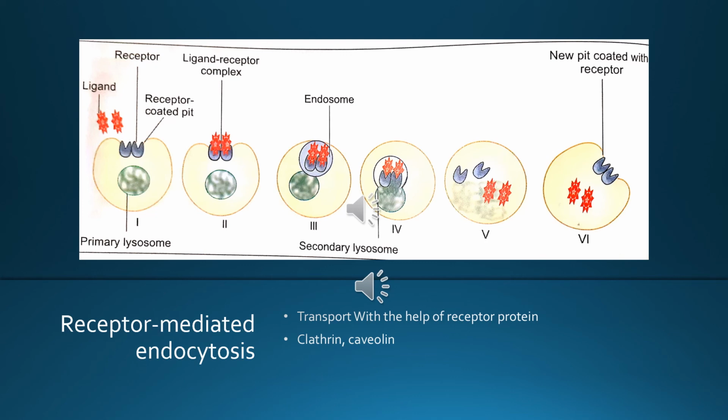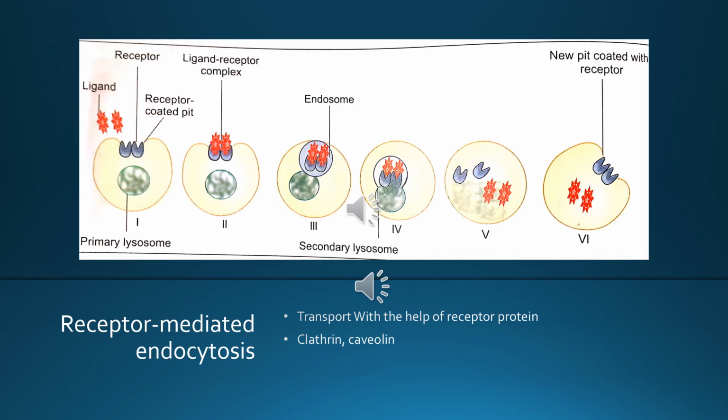Next is receptor-mediated endocytosis. This type of transport of macromolecules occurs with the help of receptor proteins. On the surface of the cell membrane, there are some pits which contain the proteins like clathrin, caveolin, etc. So these pits together with the receptor protein are called receptor-coated pits. And these receptor-coated pits are involved in the receptor-mediated endocytosis. This type of transport is induced by substances like ligands, and these ligands, when they come near the cells, bind to the receptors in the pits to form ligand receptor complex.